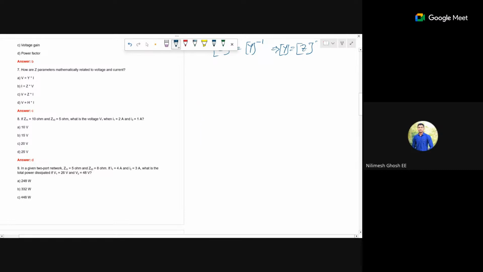So what do we know? We know V1 equals Z11 I1 plus Z12 I2. These all parameters are given. Only you have to calculate. So Z11 into 2, 10 into 2 means 20. 20 plus 5 is 25. Option D will be the right answer.